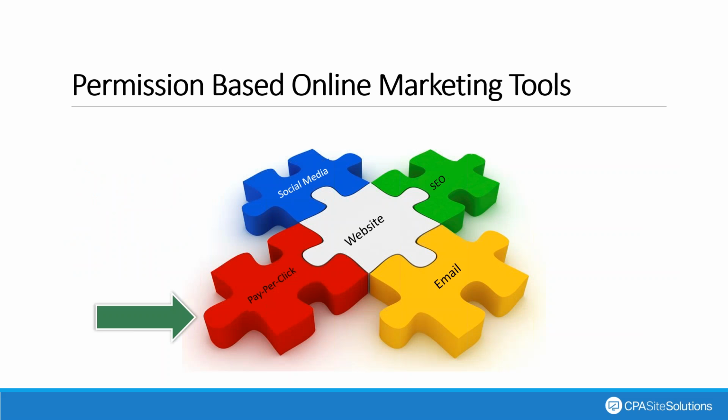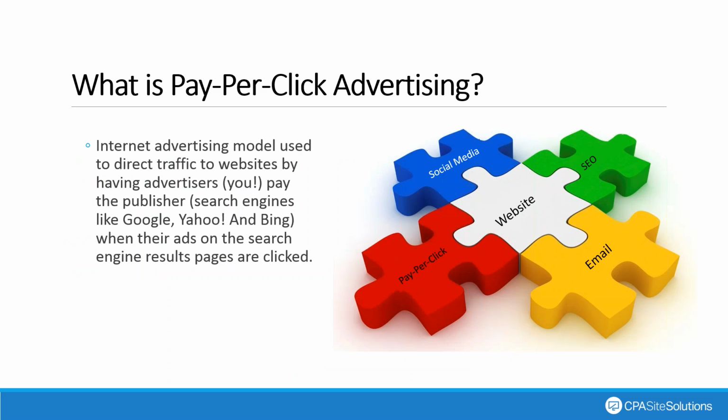So when I just talked about permission-based tools being things like search engine optimization, email, and social media, today we're really going to focus on pay-per-click marketing. So what is pay-per-click marketing or pay-per-click advertising? The definition is that it's an internet-based advertising model used to direct traffic to websites by having advertisers, that's you, the advertiser, pay the search engine like Google, Yahoo, and Bing when their ads on the search engine results are clicked. So when you have an ad and it's clicked, you pay the publisher like Google, Yahoo, and Bing, and that is why it's called pay-per-click advertising.